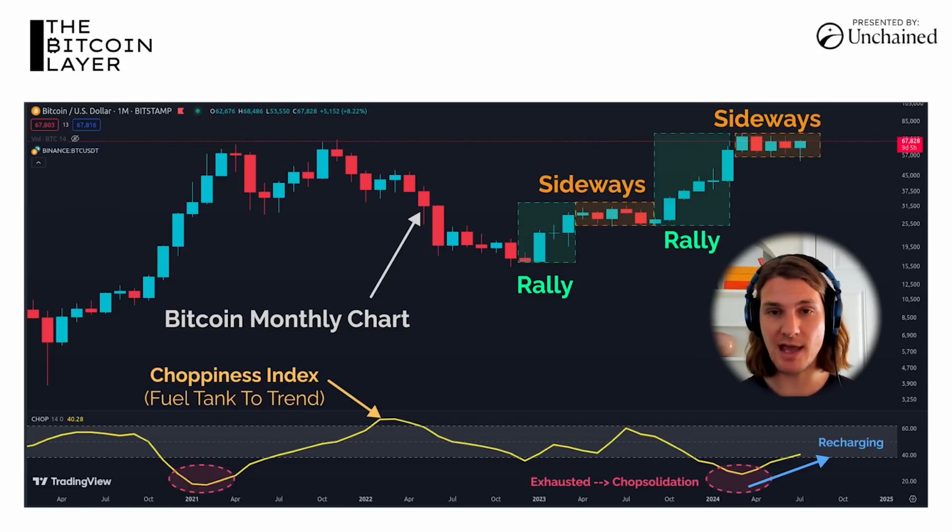Now, a correction actually recharges the choppiness index faster because you've trended in one direction, and you're now trending in the opposite direction. So, therefore, more candles are within the last 14 days of trading range.